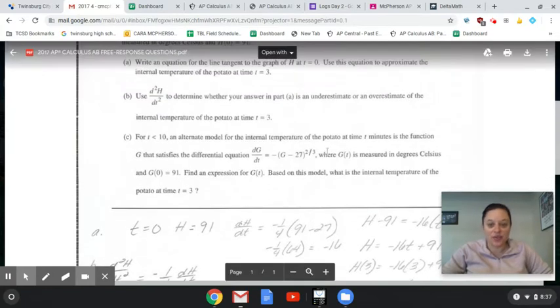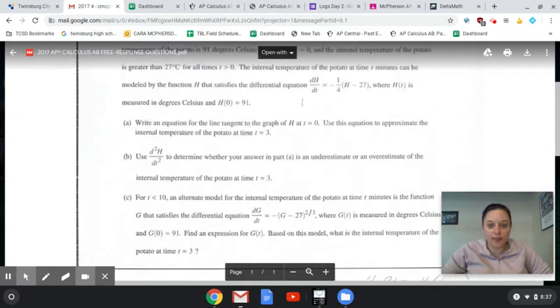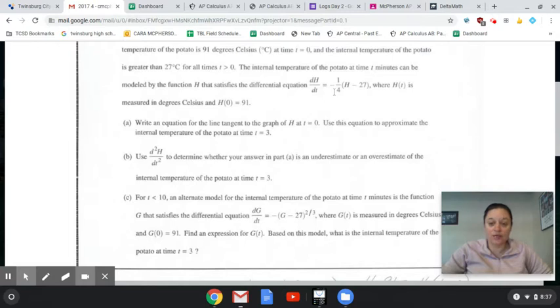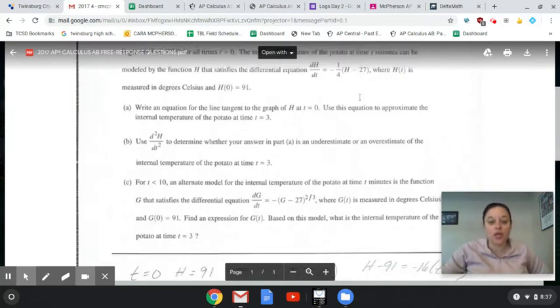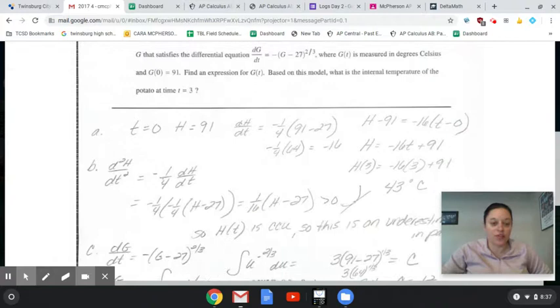So if you look at your first derivative, which was right here, the dh/dt, when I take the second derivative, I'm still going to have the negative 1/4. The derivative of h is again dh/dt because it's the derivative in terms of time. The derivative of the minus 27 is 0. It's gone. So when I wrote my second derivative, I just wrote the negative 1/4 and then the dh/dt.